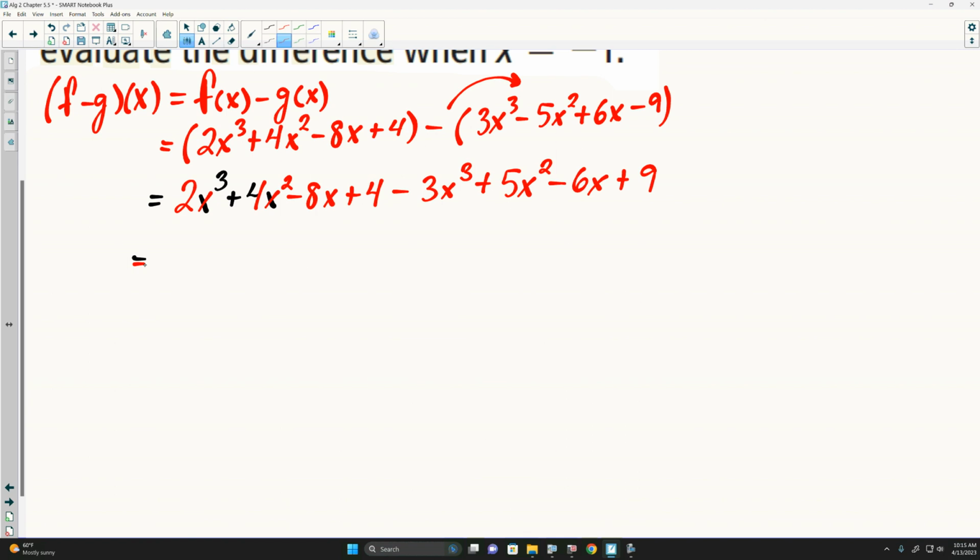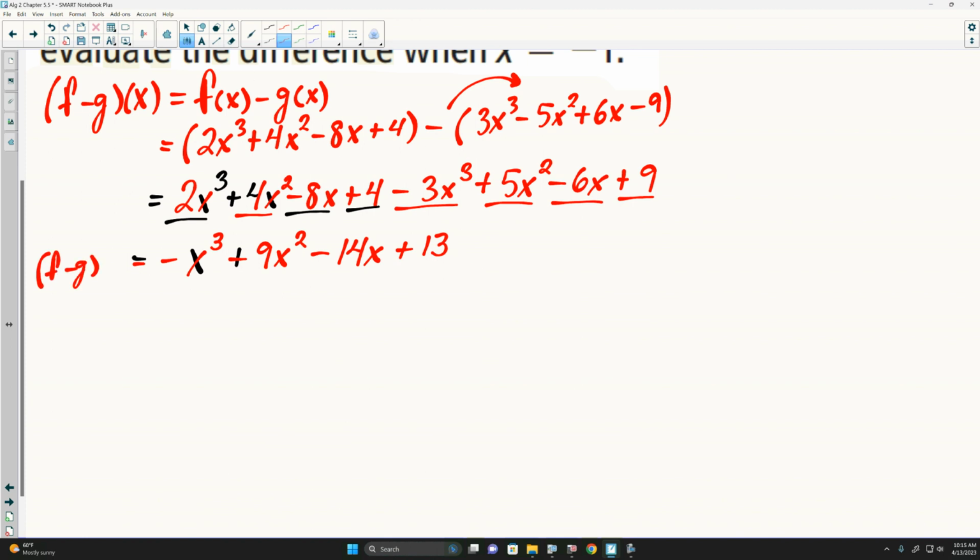Combine like terms. 2x cubed minus 3x cubed is negative x cubed. 4x squared plus 5x squared is plus 9x squared. Negative 8x minus 6x is negative 14x. And lastly, 4 plus 9 is plus 13. So our f minus g of x is negative x cubed plus 9x squared minus 14x plus 13.